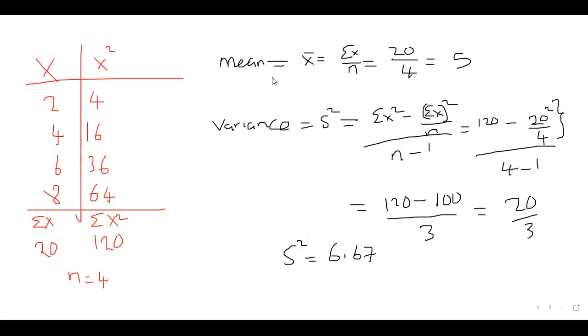So to find our standard deviation, we square root the variance. So square root of 6.67, what do we get? Do you know where the square root is on the calculator? 2.58, correct.